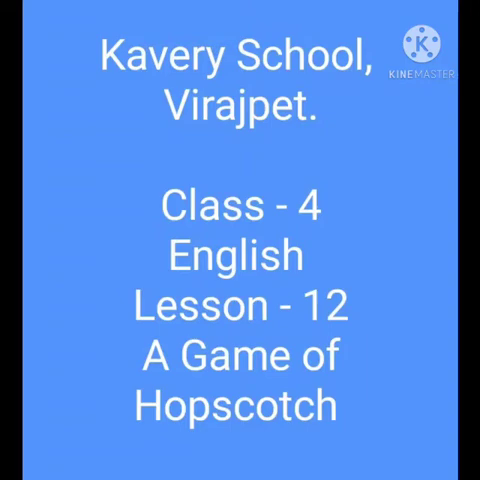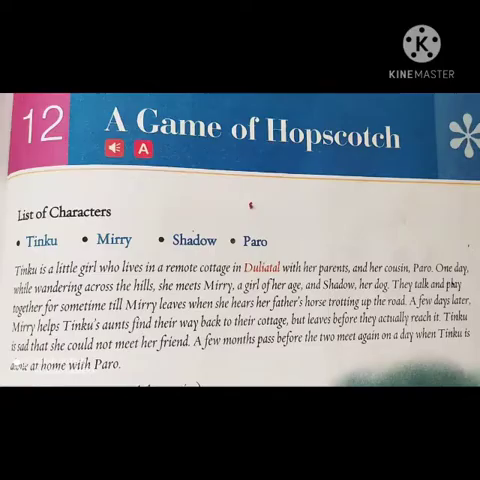A Game of Hopscotch. List of characters: Tinku, Miri, Shadow, Paro.